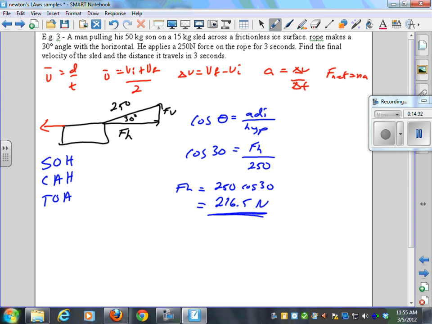Say friction was, say, 10 newtons. What would I do? Subtract it from here, right? That's what I would do. But in this case, there is no friction. So because there's no friction, therefore F net is equal to 216.5. Okay, now I've got my F net.